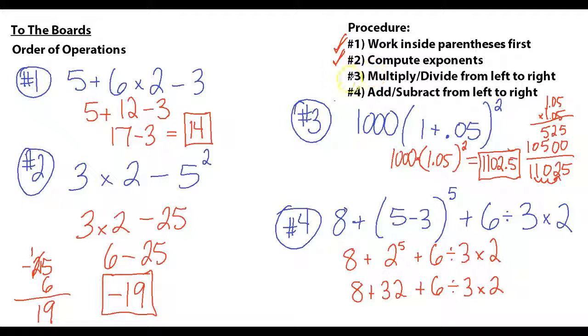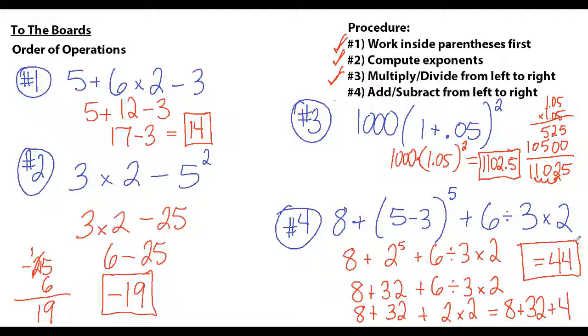Now we're going to multiply and divide from left to right. Ooh, this division comes first, so I'm going to do that first. 6 divided by 3 is 2. And now I'm going to multiply the 2 times the 2 to get 4. So I've got 8 plus 32 plus 4. Now we can just add those all together. 8 plus 32, that's 40, plus 4 more is 44.